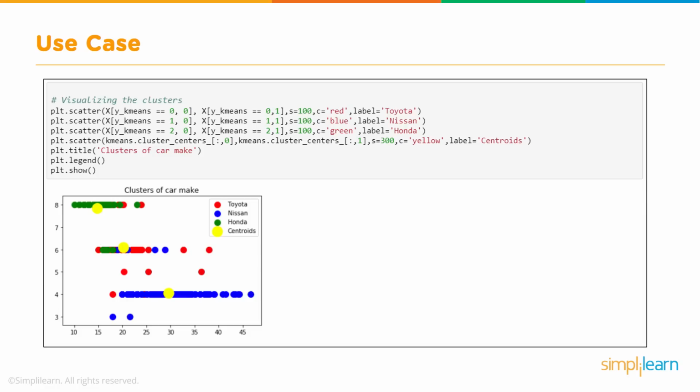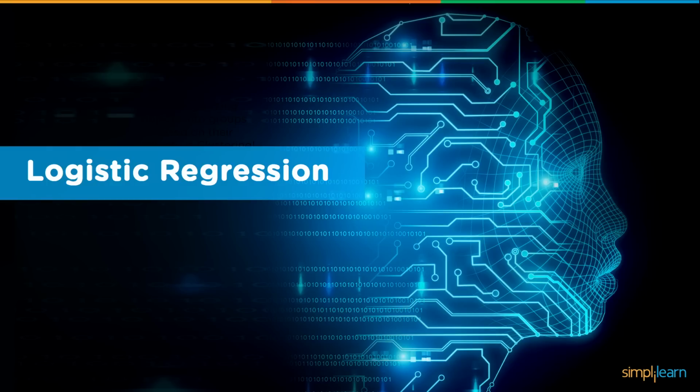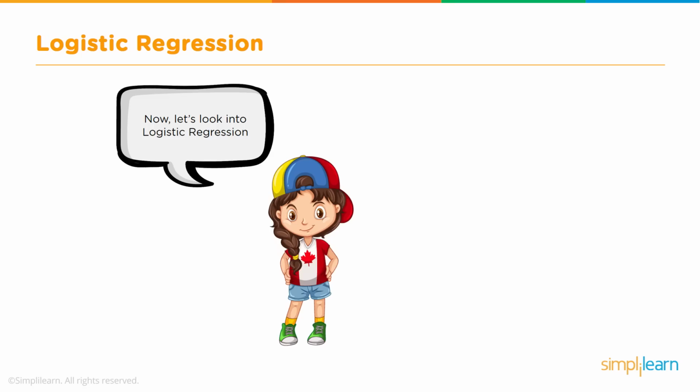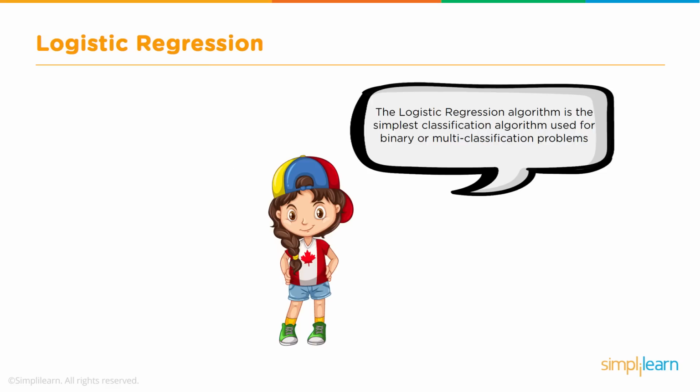So now that you've seen how to use k-means for clustering, let's move on to the next topic. Now let's look into logistic regression. The logistic regression algorithm is the simplest classification algorithm used for binary or multi-classification problems. And we can see we have our little girl from Canada who's into horror books is back. That's actually really scary when you think about that with those big eyes.